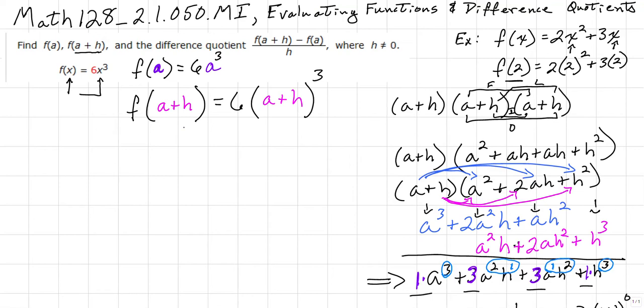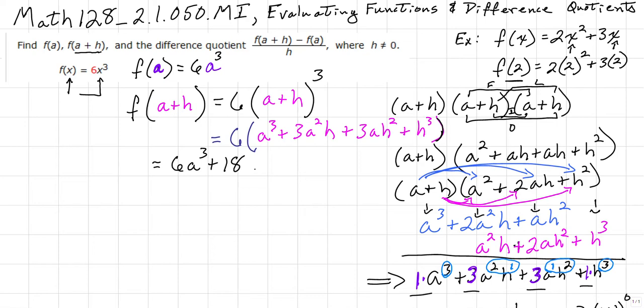That means that this function is going to be equal to 6 times what we just came up with, which was a cubed plus 3a squared h plus 3ah squared plus h cubed. Don't forget that you're going to need to go ahead and multiply the 6 through, and we end up with 6a cubed plus 18a squared h plus 18ah squared plus 6h cubed.